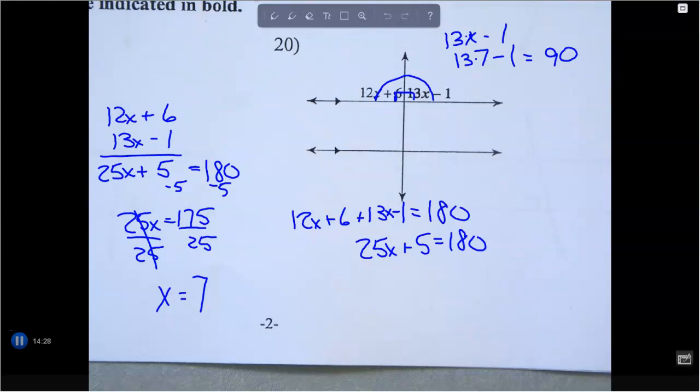So every single question, they're either going to equal each other. It's going to be blah equals blah, or blah plus blah equals 180. Every single one.